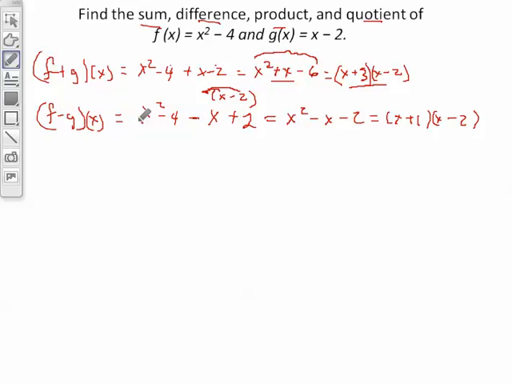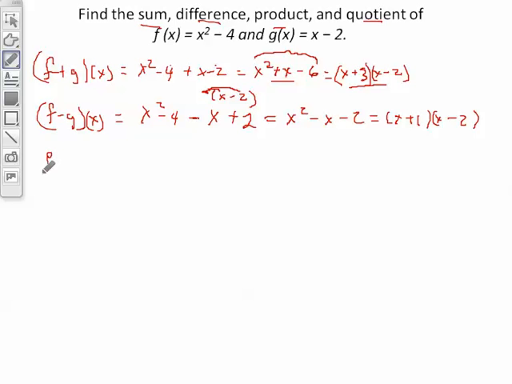But that's the whole point, is I'm trying to see what the difference between them is. I'm trying to see what the sum is. I'm trying to see what the difference is. And then just compare these two to see if there's anything that I could be looking for. Okay, so far factoring hasn't helped me a whole lot. But let's look at the product.